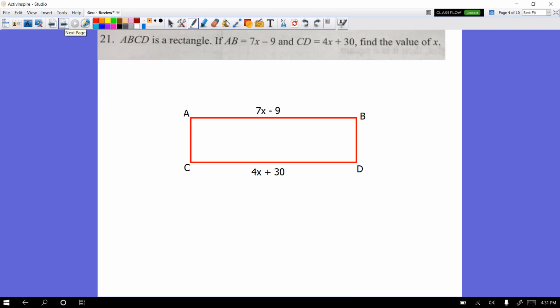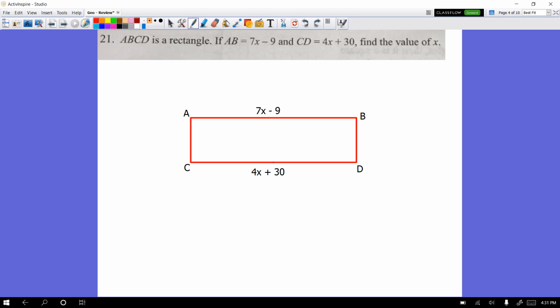Okay, so again, I set up the problem. I highly encourage you to draw whatever it's telling you is in the problem, because I wouldn't be able to do this either if I didn't have a picture. So I went ahead and made the picture and set it all up. If AB is 7x minus 9, so A to B is 7x minus 9, and then CD is 4x plus 30. C to D is 4x plus 30. Find the value of x.